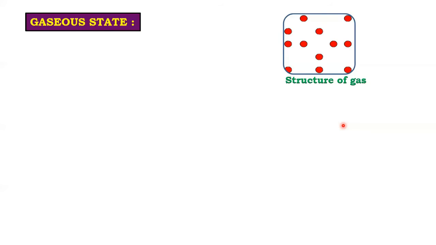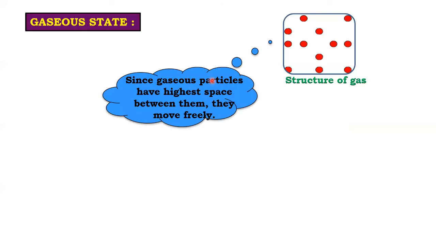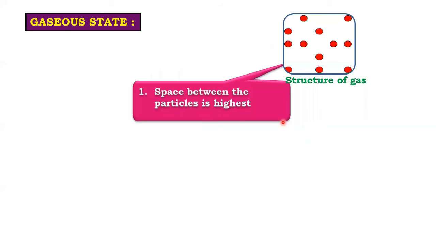Okay, so हम लोग इसकी properties देख लेते हैं. Since gaseous particles have high space between them, they move freely. क्योंकि उनके पास बहुत सारे spaces हैं, they move freely here and there. Moving on, आगे देखते हैं. Space between the particles is highest. Okay, when you talk about all of the states of matter, the state of matter which has highest space between particles is the gases.